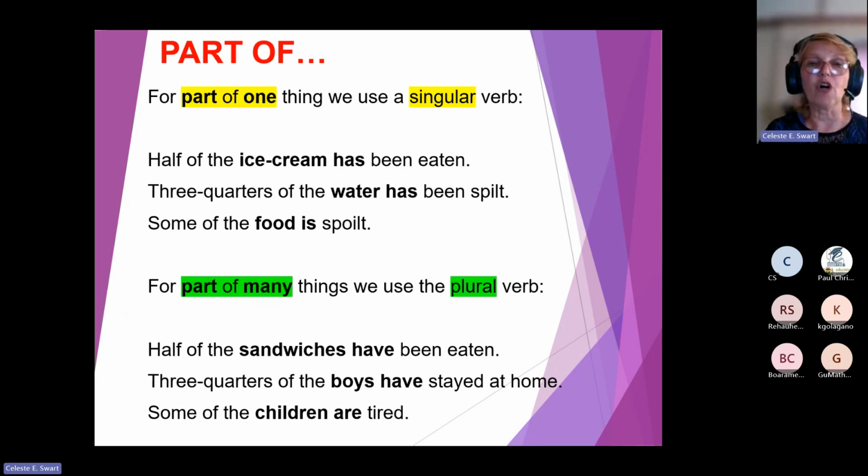Okay, so when we think of part of something, we think of it as a singular verb. Half of the ice cream has been eaten. It has been spilled, so it's singular. But when we think of part of many, it becomes a plural verb. And then we have half of the sandwiches, because remember, ice cream was one, but sandwiches are more than one. So that would be have been eaten. Three quarters of the boys have stayed at home. There we get the idea of part of one or part of many.